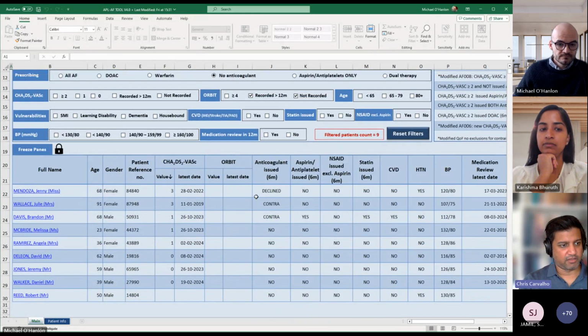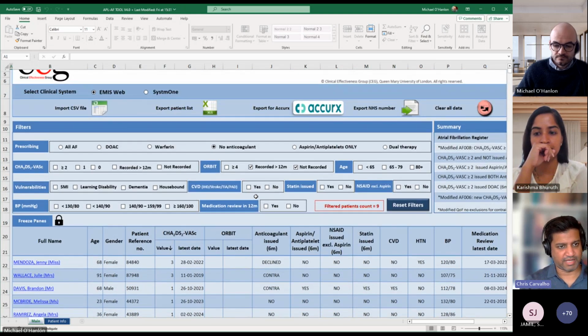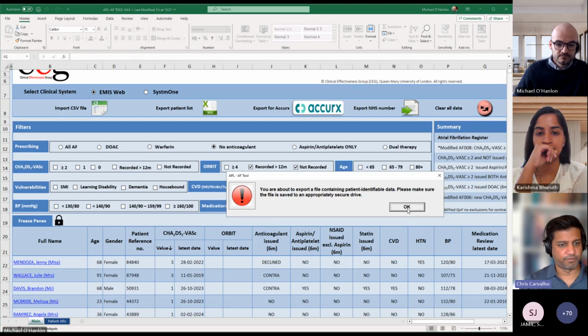That is supported by the call and recall function, where we now have the ability to generate a list for Accurx, so that you're able to import that and support the call and recall.